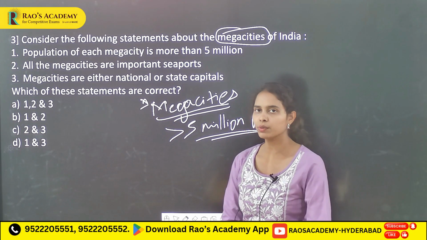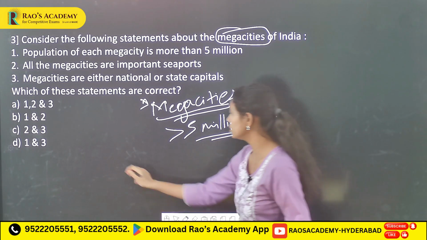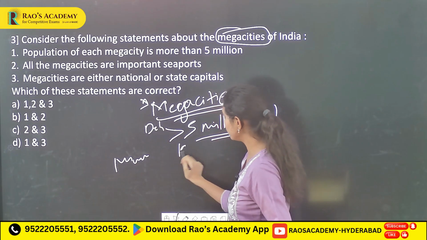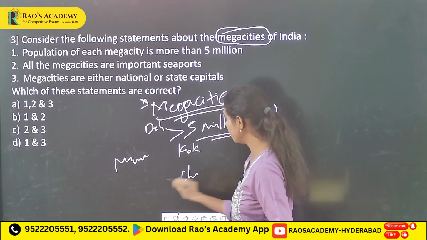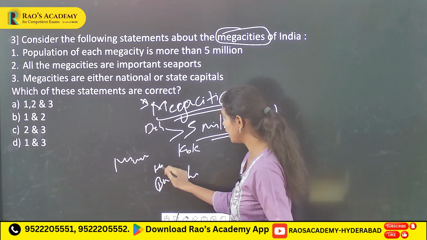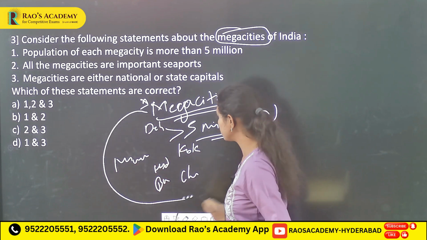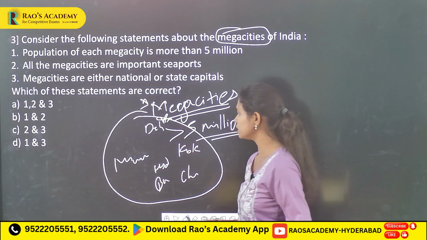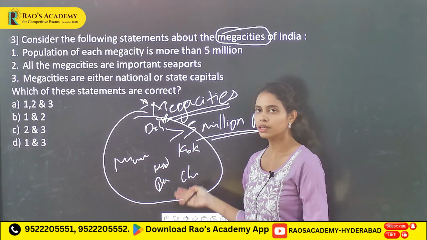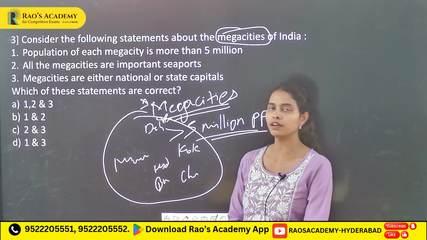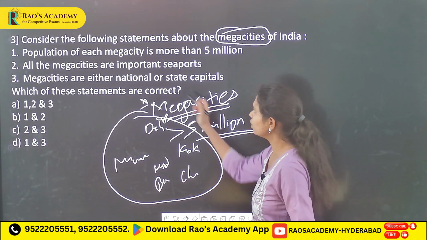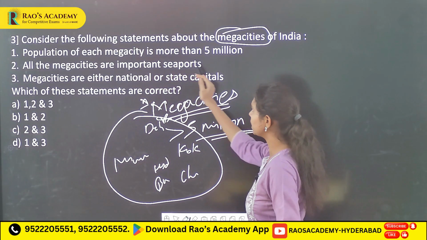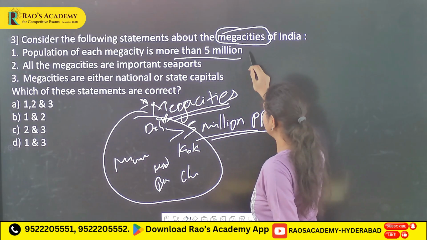And which cities are included among these mega cities? Mumbai, Delhi, Kolkata, Chennai, Bangalore as well as Hyderabad. All of these urban cosmopolitan cities come under the mega cities because the population in all of them is huge, that is, more than 5 million people. In that context, let's see the different statements. Here, the population of each mega city is more than 5 million, which is a correct statement.